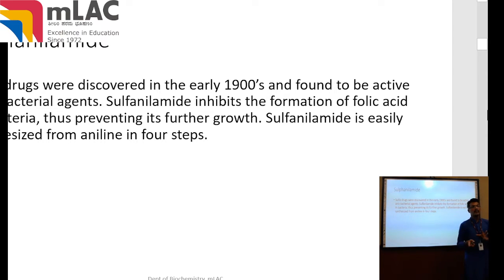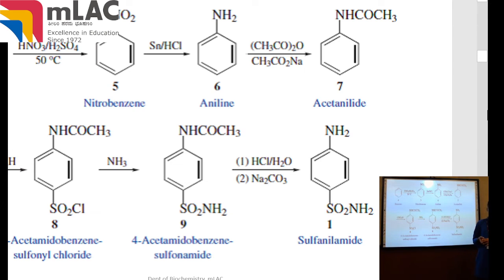So in our biochemistry discussion, we are looking at the biological part of it as well as the chemical part of it, that is, how sulfonamide is synthesized. Looking at the reactions, we start with the parent molecule, benzene. Benzene undergoes nitration to form nitrobenzene. The nitration mixture is a mixture of concentrated nitric acid and sulfuric acid at a temperature of around 50 degrees. We get nitrobenzene. Nitrobenzene, in the presence of tin and hydrochloric acid, is converted to aniline.